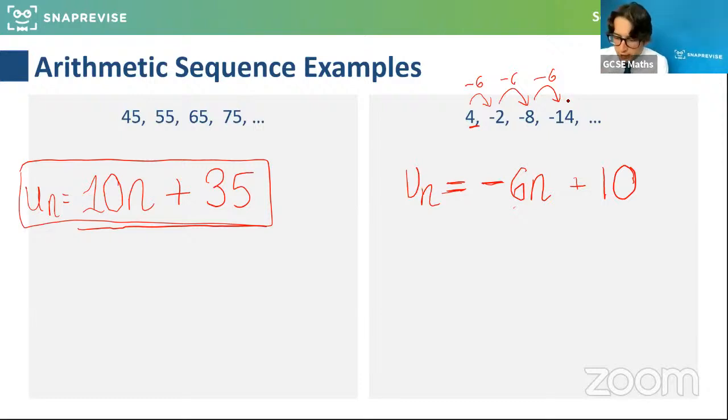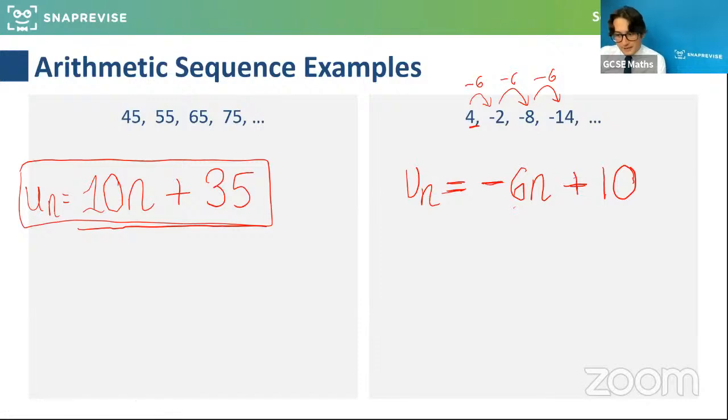So if I wanted to check it works for the third term, minus 6 times 3 is minus 18. Minus 18 plus 10 is minus 8. So it does work. So this rule helps you spit out and generate all of these terms. And it's basically like the minus 6 times tables plus 10. So very well done. I hope that was clear.